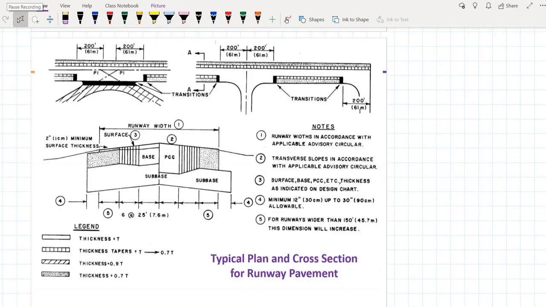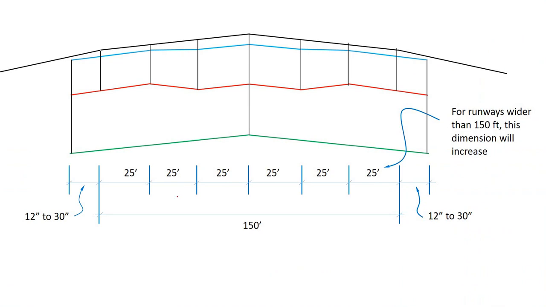Now let's talk about the typical cross sections and the plans of the pavement, highway pavement or runway pavement. So let's look at the typical sketch. Here is the sketch for flexible pavement. This is the center line of pavement, and there is a transverse slope on both sides. We call this camber. This camber is provided to remove any rainwater, so that rainwater should not accumulate on the surface. We have 3 layers. The first one is asphalt concrete, the second is base, and the third is sub base. The typical pavement is 150 foot wide.